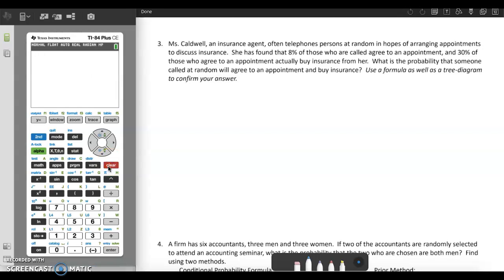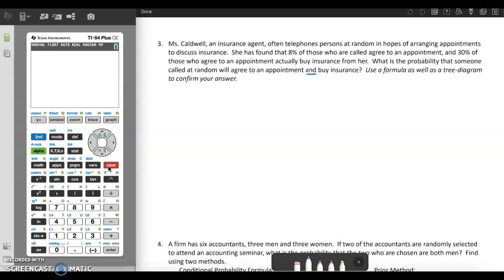In our next example, we have Miss Caldwell, an insurance agent, who often telephones persons at random in hopes of arranging appointments to discuss insurance. She's found that 8% of those who are called agree to an appointment, and 30% of those who agree to an appointment actually buy insurance from her. What is the probability that someone called at random will both agree to an appointment and buy insurance? And then it says, use a formula as well as a tree diagram to confirm your answer.